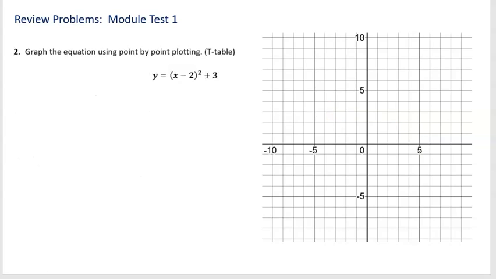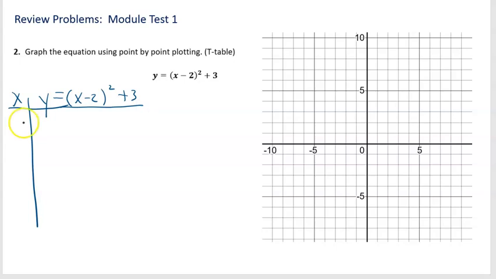Now we have a second graph the equation using point-by-point plotting. And again, I'm going to draw ourselves a t-table. So I have a column for x and then a column for y equals (x minus 2) squared plus 3, right? Just write the whole function down, or the equation in this case. Now again, good numbers to plug in might be -2, -1, 0, 1, and 2. That's not a bad idea.